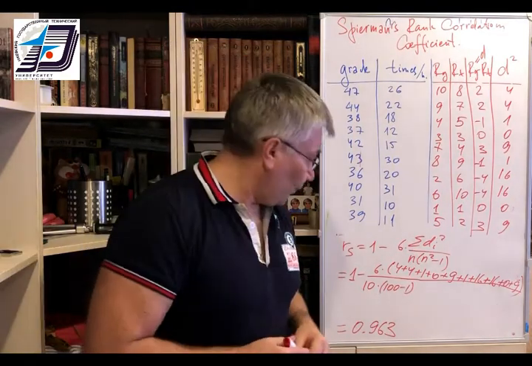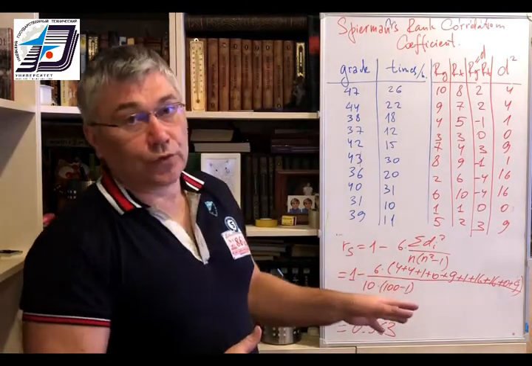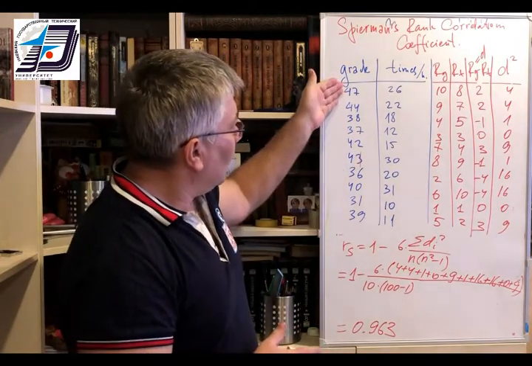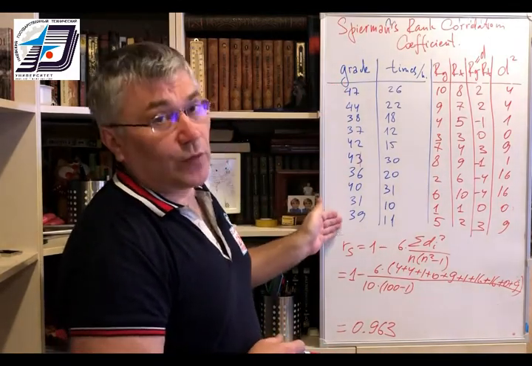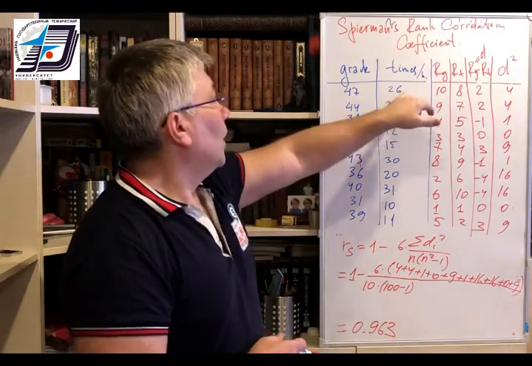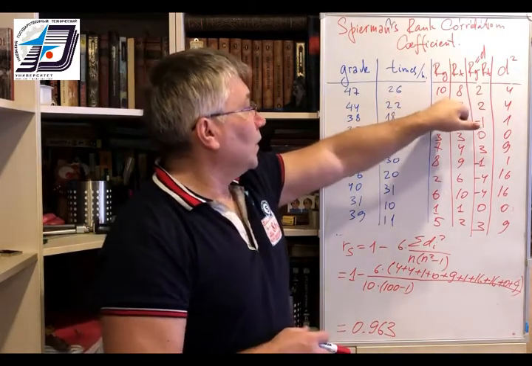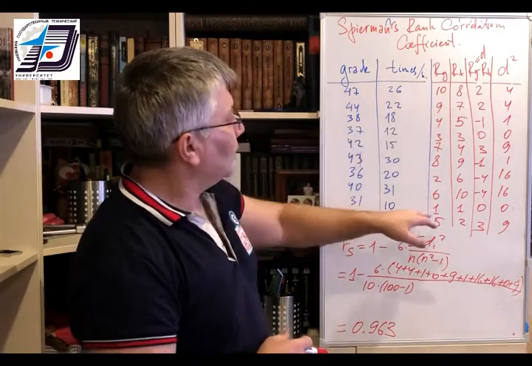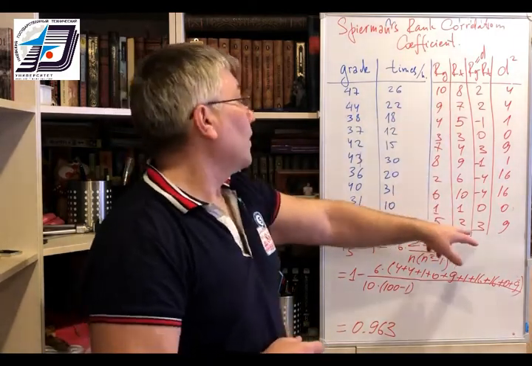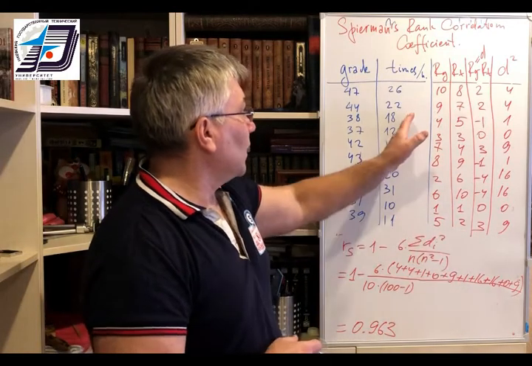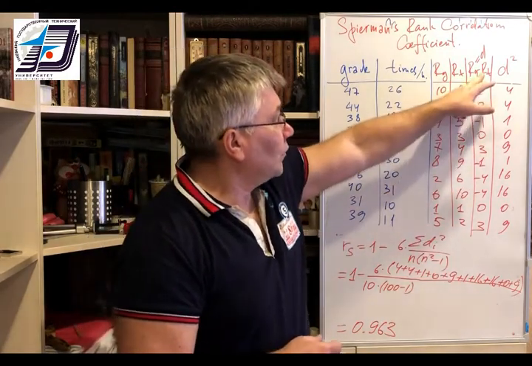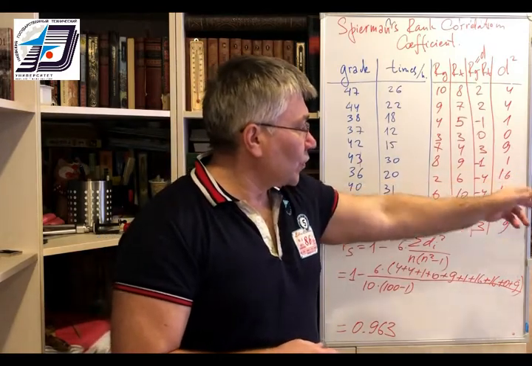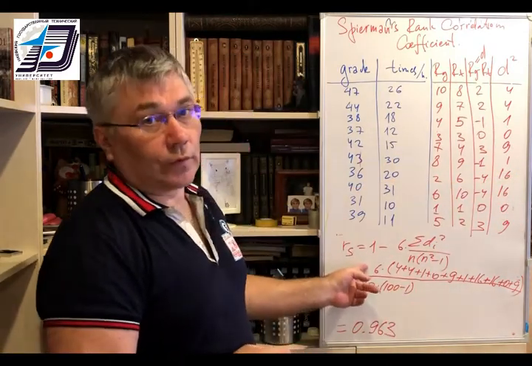So you can see that it's very easy to do. First, you put the results of your experiment. Then put the rank of these results according to the ordering principle, and the rank for the second number. Calculate the differences between ranks and their squares, and use this formula.